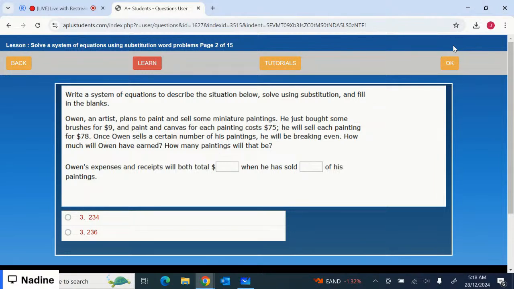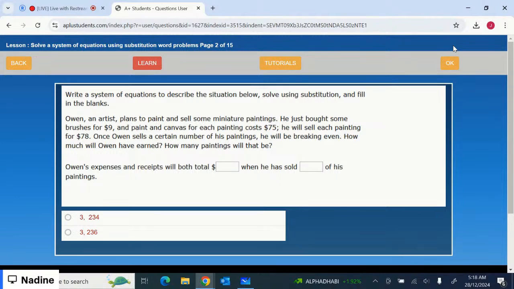An artist plans to paint and sell some miniature paintings. He just bought some brushes for $9, and paint and canvas for each painting cost $75. He will sell each painting for $78. Once Owen sells a certain number of paintings, he will be breaking even. How much will Owen have earned?